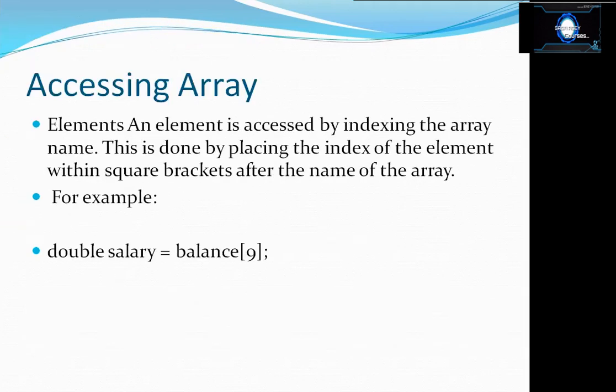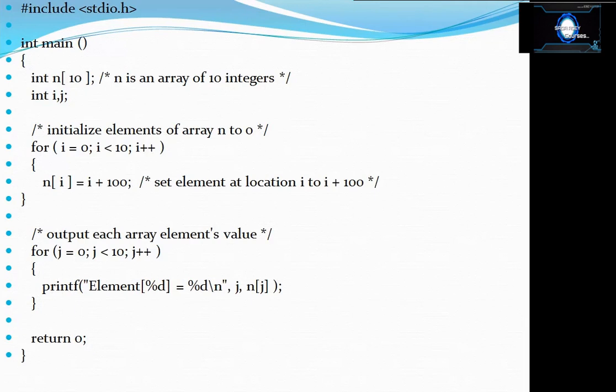Now, accessing array elements. An element is accessed by indexing the array name. This is done by placing the index of the element within square brackets after the name of the array. For example, double salary equals balance[9]. This is the way of accessing an array. This is a basic program of accessing an array.